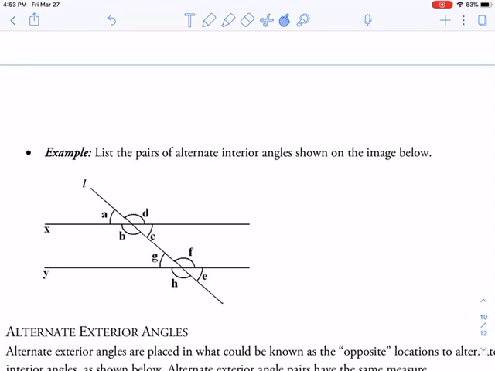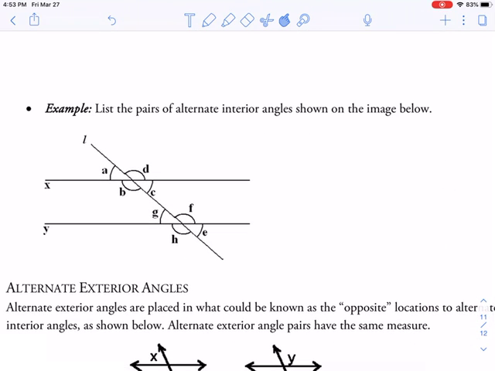Okay, so now let's list the pairs of alternate interior angles shown on this diagram. So we did this diagram in the last example, but we are going to do this with alternate interior angles this time instead of the other type of angles like corresponding, which is what we did last time. All right, so just to remind us, oh boy, that's so messy, I'm sorry you guys, there we go.